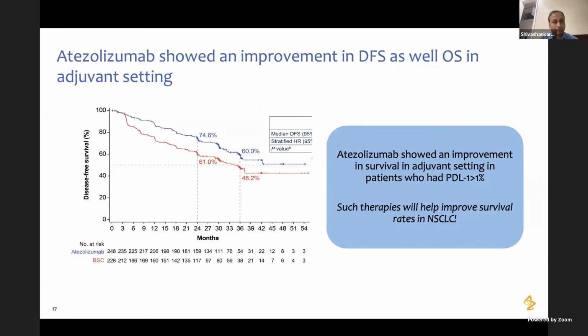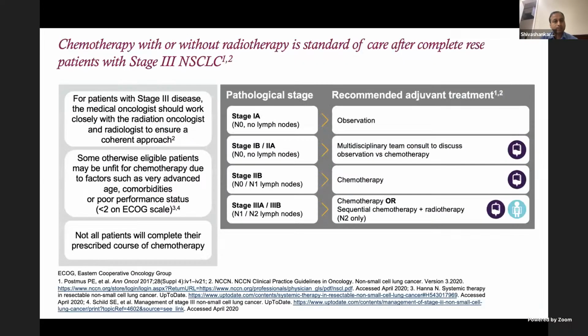As this Kaplan-Meier curve shows, DFS at 2 years was improved by almost 14% by the addition of atezolizumab, and the curves kept separated even at 3 years. And there is also a recent update on OS data which has shown that particularly in PD-L1 more than 1%, there is a hazard ratio of 0.71 in terms of OS, and particularly in PD-L1 more than 50%, the hazard ratio is 0.43.